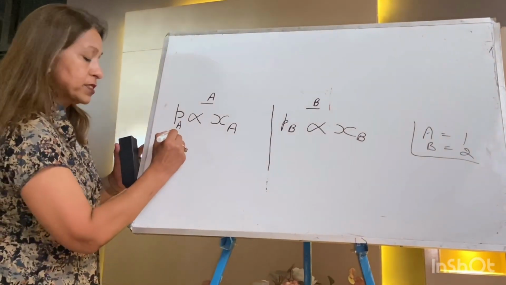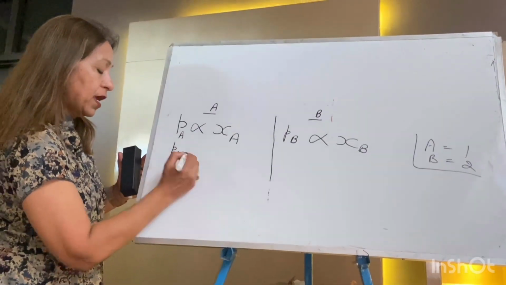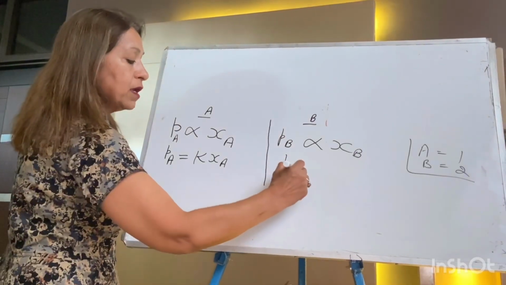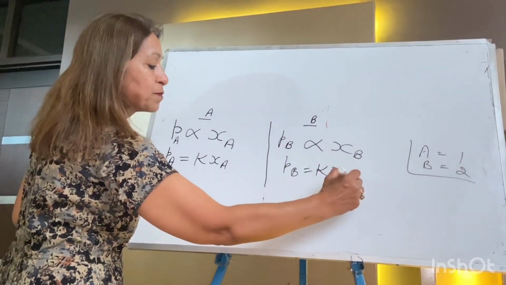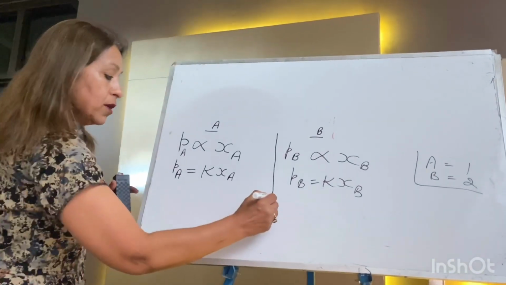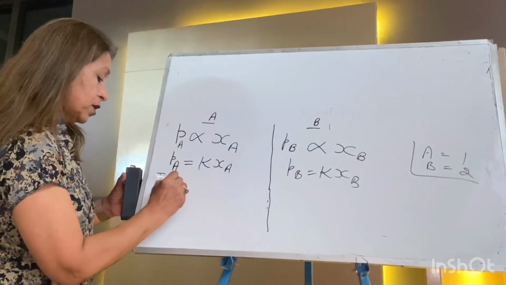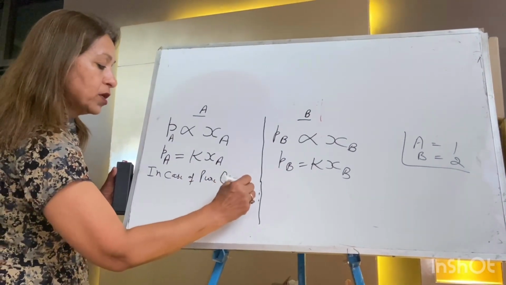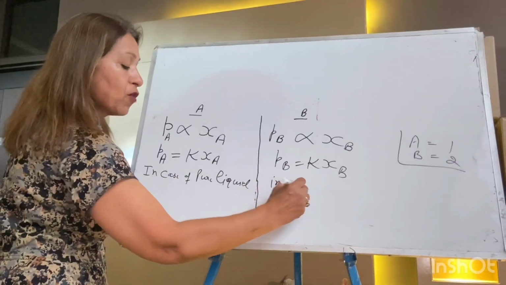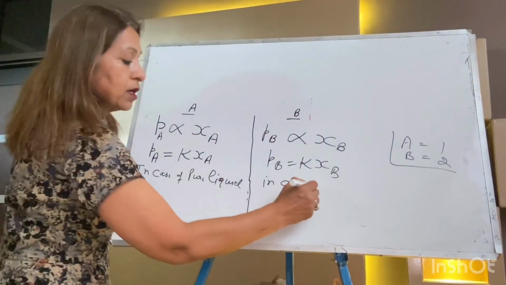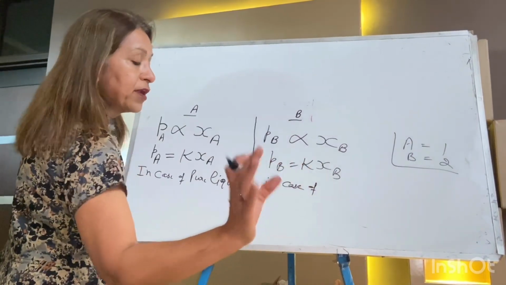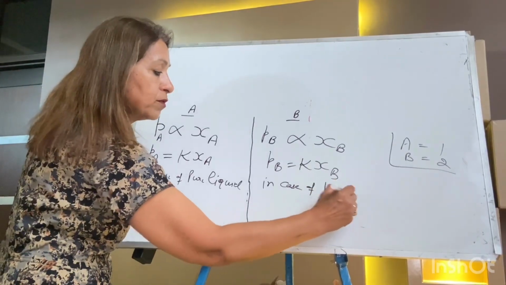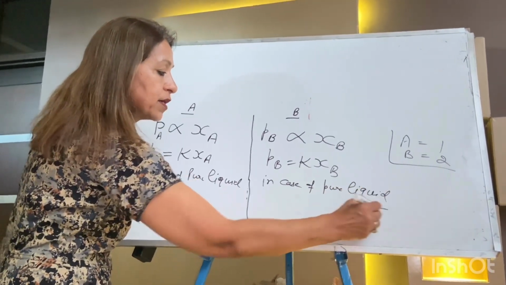Now let us start side by side. This is PA is equal to K XA. This is PB is equal to K XB. Now write down in case of pure liquid. In case of pure liquid, write the same here. Write along with me. Raoult's law is a little difficult as written in NCERT books, so I am taking a very simple way. In case of pure liquid, write down on both sides.